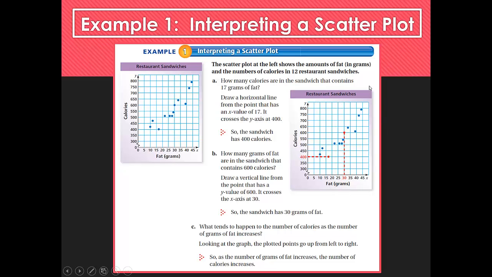You can see that it has been done for you in the scatter plot on the right. Start at 600, go over till you find a dot, and then you can come down to find out what matches up with that dot, which was 30.